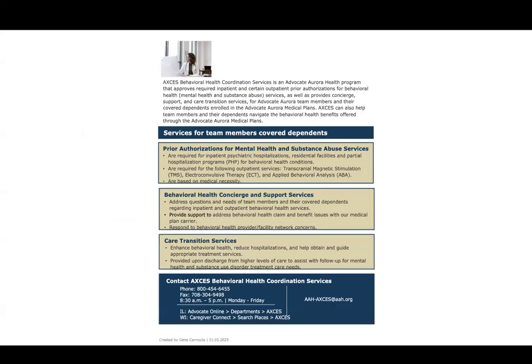And then I include this information, which is the behavioral health portion of Advocate's insurance is called Access. And I've included some information here, including their email. The one thing they do offer is this care transition service. So if you are coming in from Wisconsin and you have a therapist you've been seeing for years, it's going to be really hard to go cold turkey and just switch over now.